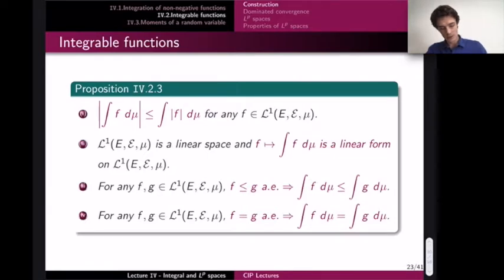The first one is the triangle inequality that we will prove. The second one is that this space is a linear space, and that the linearity of the integral is still true. We have the fact that if f is smaller than g almost everywhere, then the integral of f is smaller than the integral of g. And if they are equal almost everywhere, then both integrals coincide.